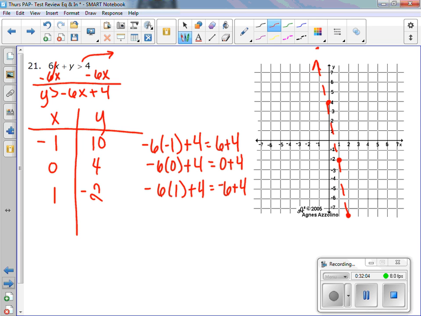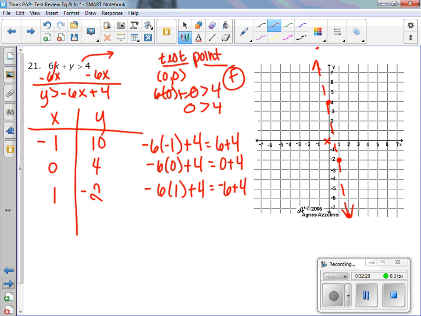So this is our line, and we need to figure out whether to shade above it or below it. We do that by coming up with a test point. I'm going to choose (0, 0) again because it's easy to work with. So that's 6 times 0 plus 0 is greater than 4. That's 0, everything's 0. Is 0 greater than 4? No. So that means where that X is that I drew, I can't shade there. I have to shade on the other side of the line.